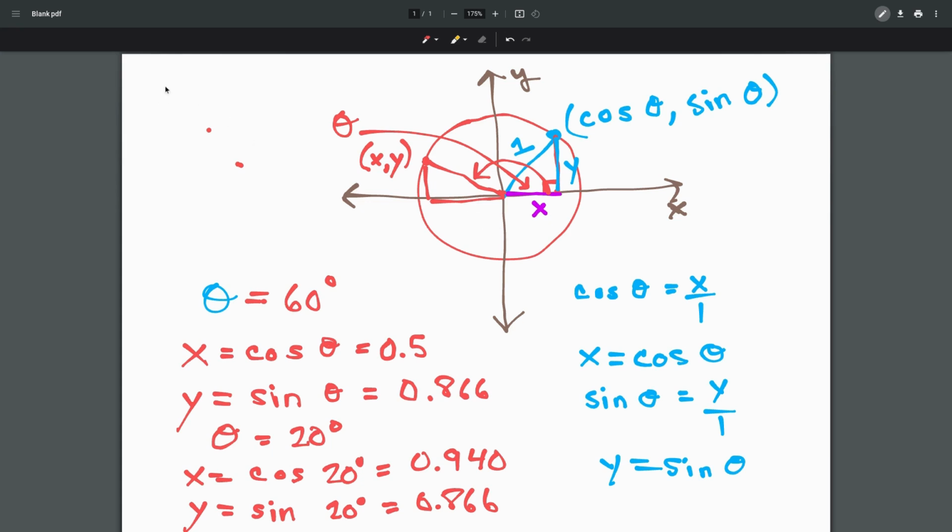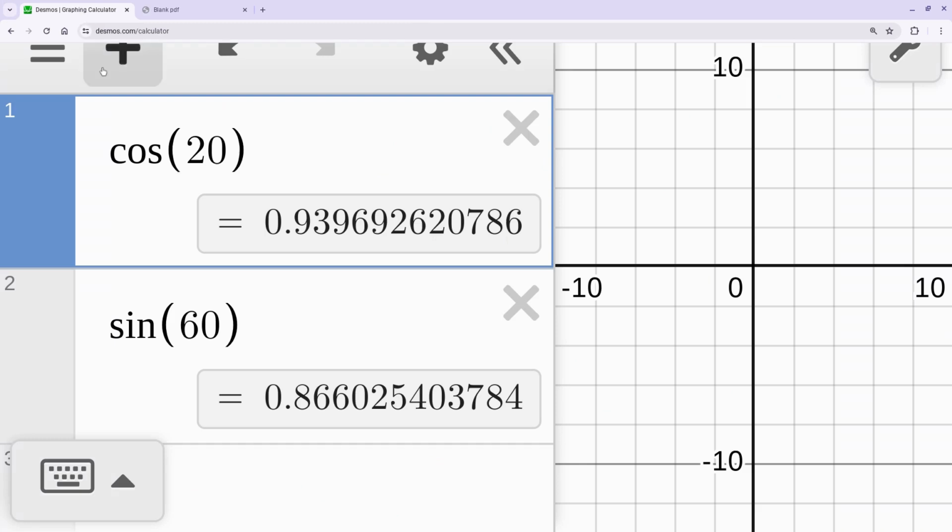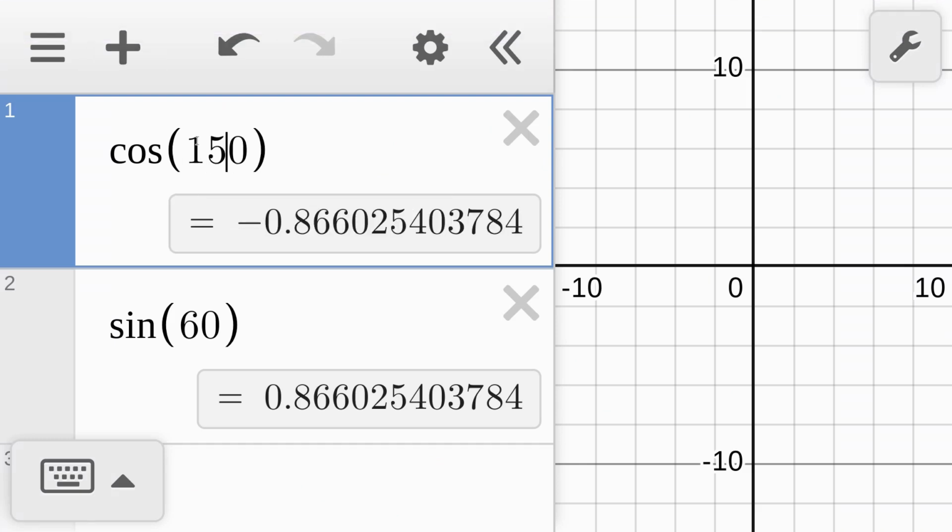So let's say theta is equal to, I don't know, 150 degrees. So x should be the cosine of 150 degrees. It should be negative. Let's go and see. And we do get negative 0.866.